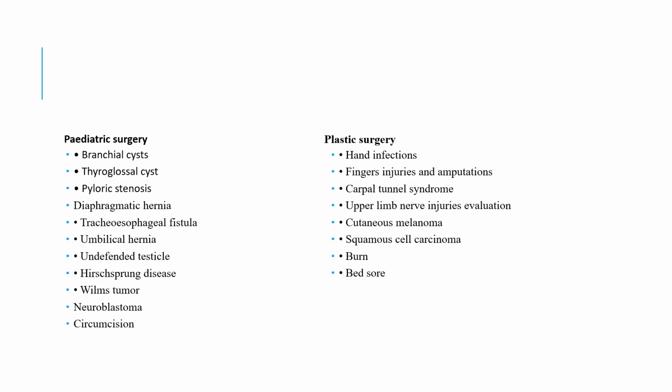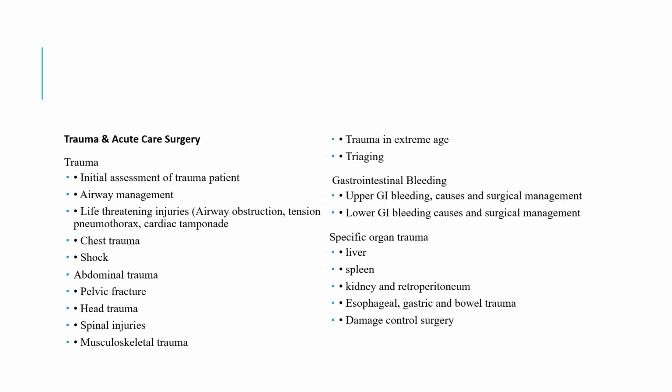Coming to pediatric surgery: branchial cyst, thyroglossal cyst, pyloric stenosis, diaphragmatic hernia, tracheoesophageal fistula, umbilical hernia, undescended testis, and how do you manage them. Hirschsprung disease, usually associated with Down syndrome, Wilms tumor, neuroblastoma, circumcision. Plastic surgery: hand infections, finger injuries and amputations, carpal tunnel syndrome, upper limb injuries, nerve evaluation, and cutaneous melanoma, squamous cell carcinoma, basal cell carcinoma, burns, and the red zone.